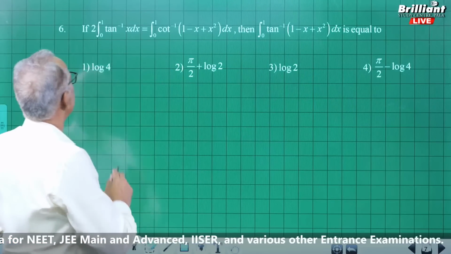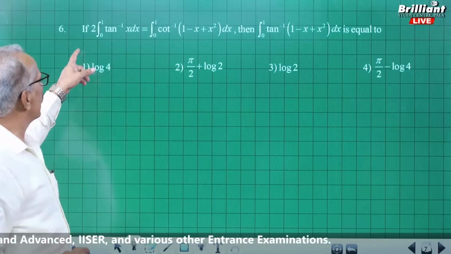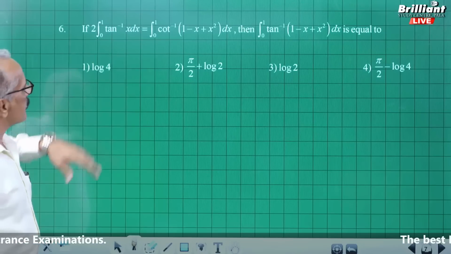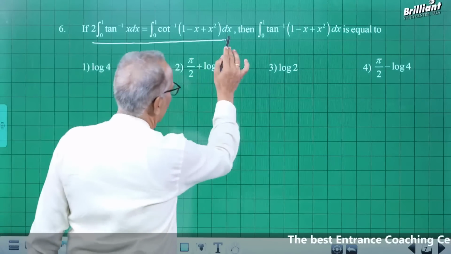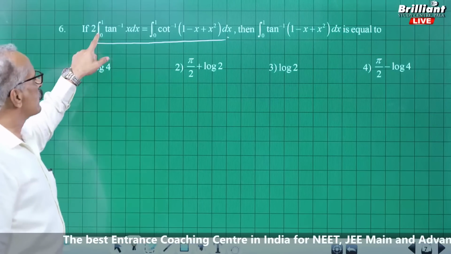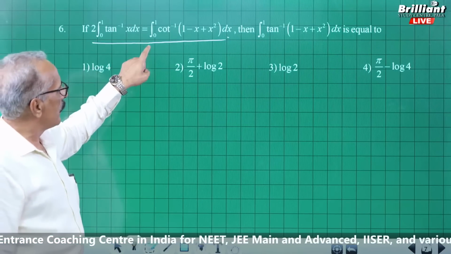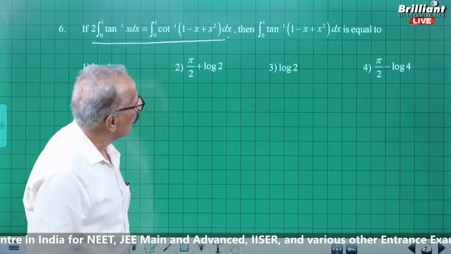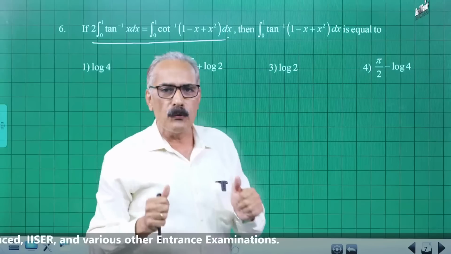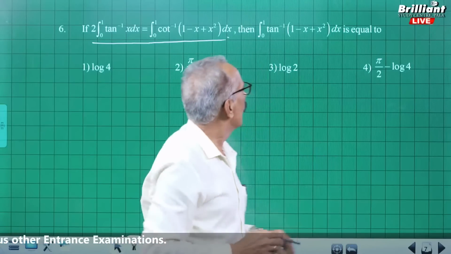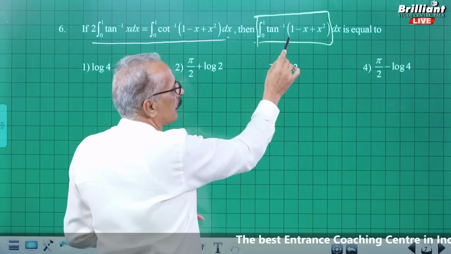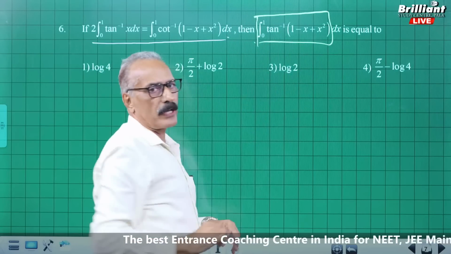Well, if 2 into integral 0 to 1 tan inverse x dx is equal to integral 0 to 1 cot inverse of this, that part is given. Once again, I repeat, 2 into integral 0 to 1 tan inverse x dx is equal to integral 0 to 1 cot inverse of this. Okay, fine. Now I'll just show you how to solve this within no time. Look, this is your question: integral 0 to 1 tan inverse of (1 minus x plus x square).